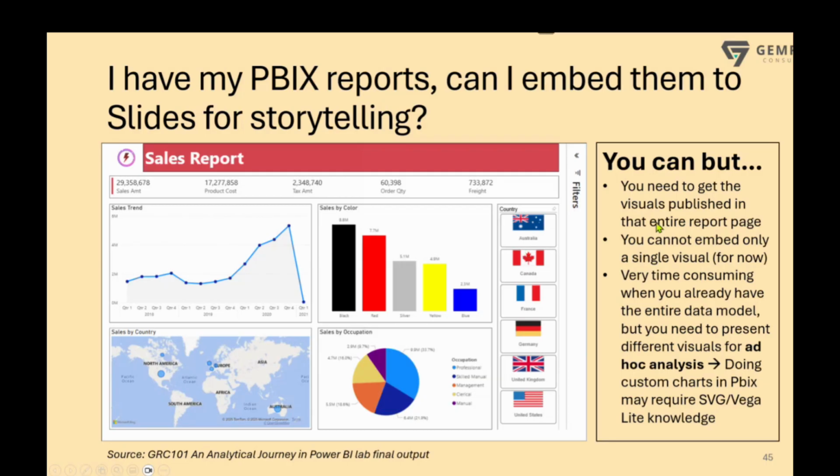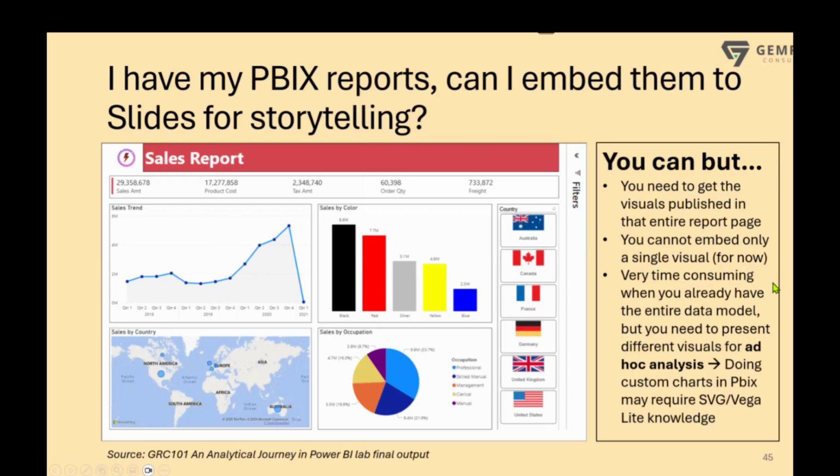Okay, so you need to get it published first into Power BI Web, into your workspace, and after that, you can embed the entire report page. You cannot embed a single visual. If I just want to show a sales trend, I cannot embed that yet for now.